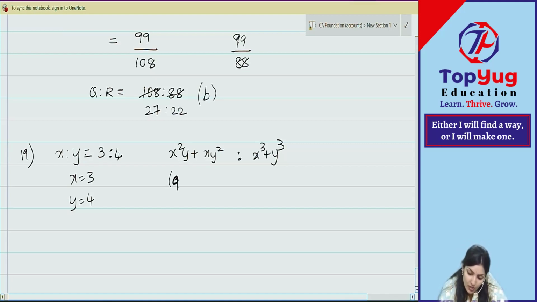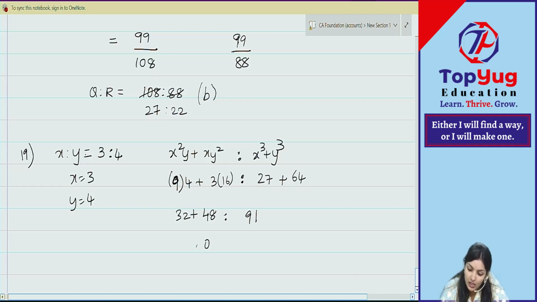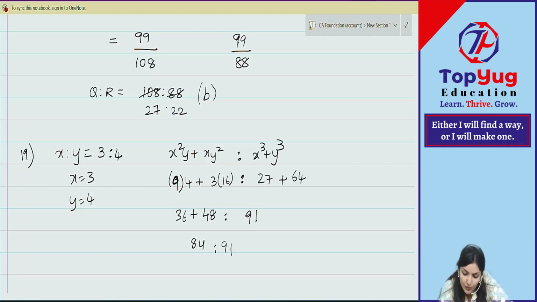So 3 square, 9 into 4, plus 3 into 16, is to 3 cube means 27, plus 4 cube means 64. So 9 fours are 36, and 3 sixteens are 48, which gives 84. And 27 plus 64 is 91. 84 is to 91. Sorry, my bad. Option is none of these.